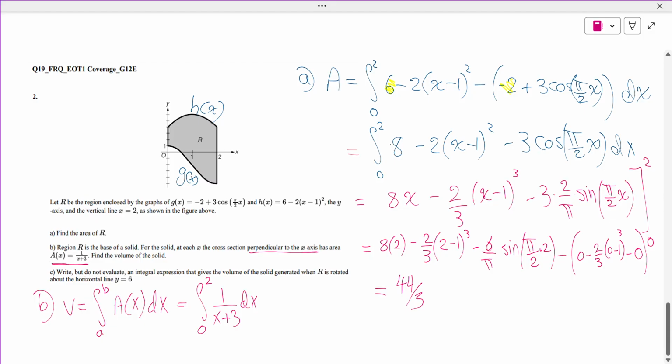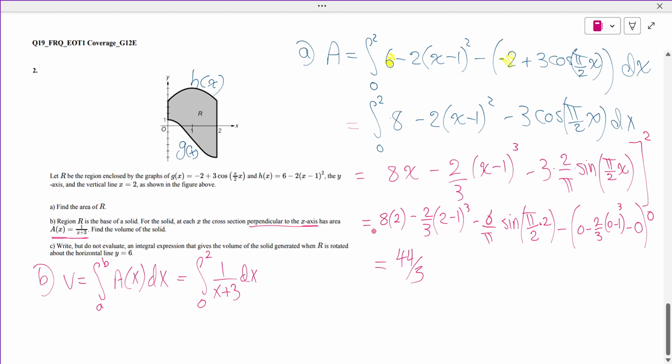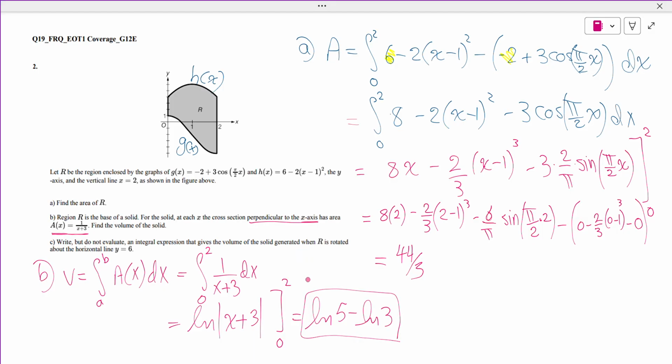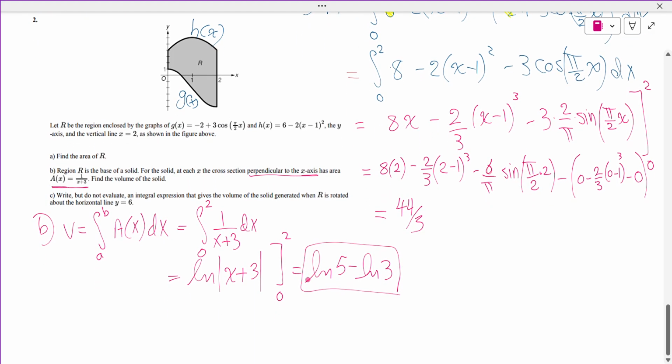And this is equal to what? What is the integral of 1 over x plus 3? It's ln of the denominator x plus 3. And this is evaluated from 0 to 2. And this is equivalent to ln of 2 plus 3, which is 5, minus ln of 0 plus 3, which is 3. That would be the volume: ln of 5 minus ln of 3. So part B was easy.